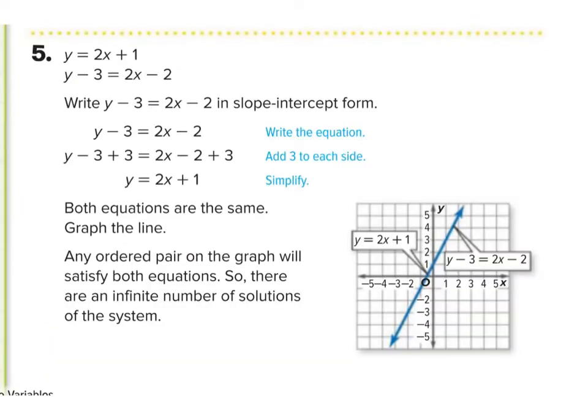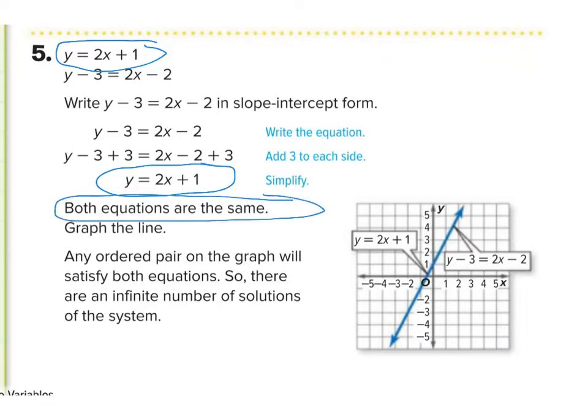For example 5, we're given an equation that's written in slope-intercept form and an equation that was written in point-slope form. So the book had to switch the point-slope form and convert it into slope-intercept form. And we realize that the lines are the same. y equals 2x plus 1 is the same as y equals 2x plus 1. So both equations are the same. Then if you graph the line, you see that there's an infinite number of solutions.